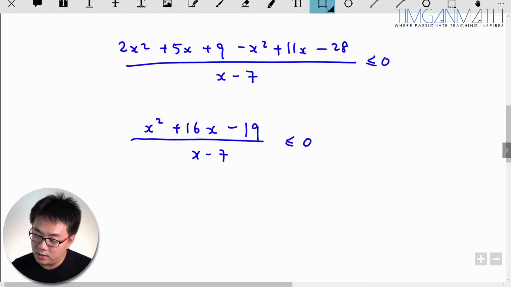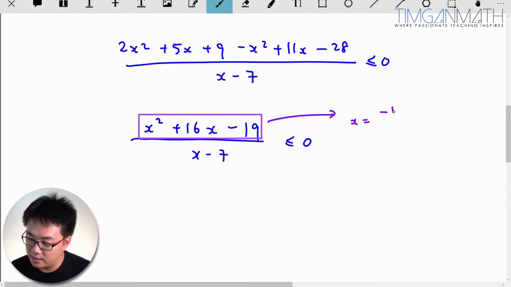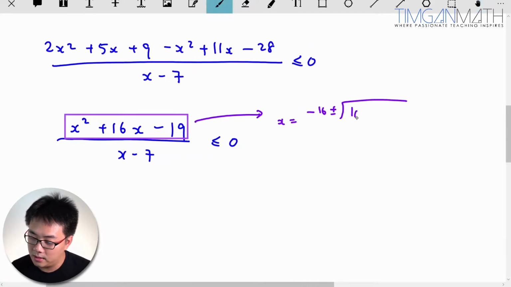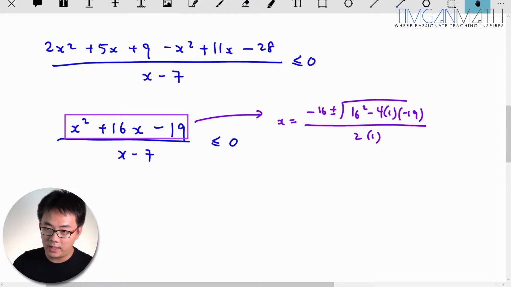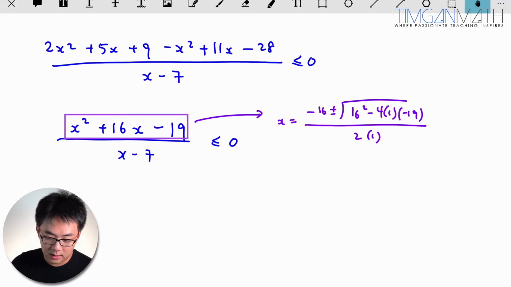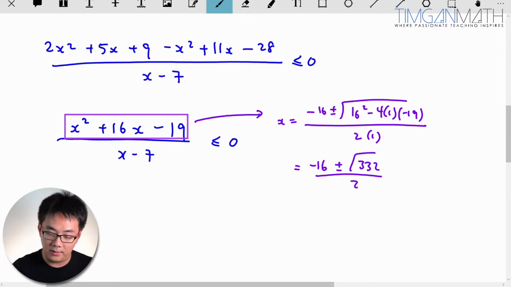The roots of this equation are not that difficult to find. What you need to do is x equals minus 16 plus minus the square root of 16 squared minus 4ac, over 2a. Then find the exact roots. Any questions, just leave them in the comment section and I will have a look at it. Then you can do this together. So this is negative 16 plus minus the square root of 332, and you're asked to rationalize this.